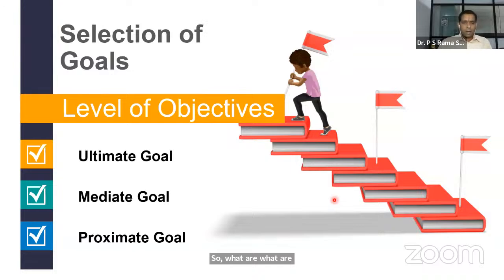Can someone voice it out or text it in the chat box? Example of a proximate goal. Say for a subject or a curriculum, proximate goal, intermediate goal, and then the ultimate goal.